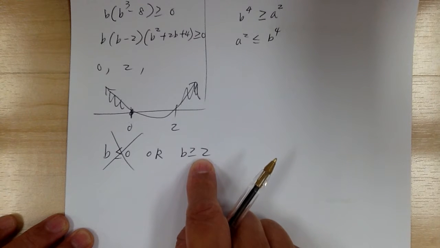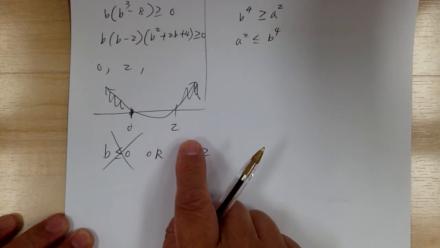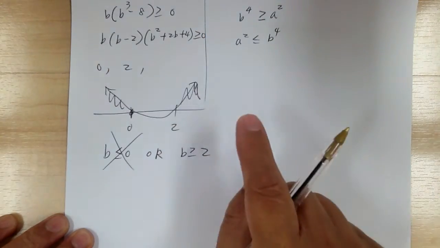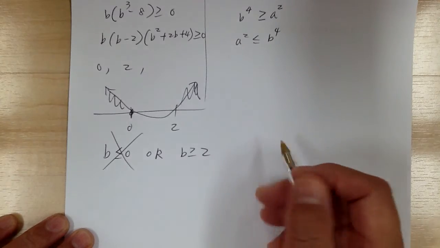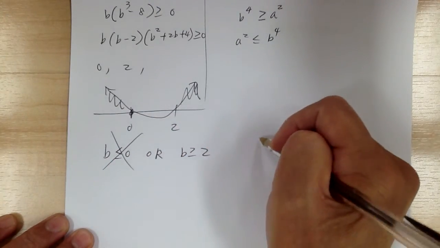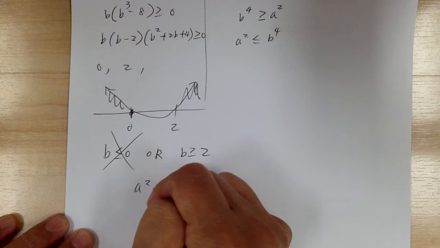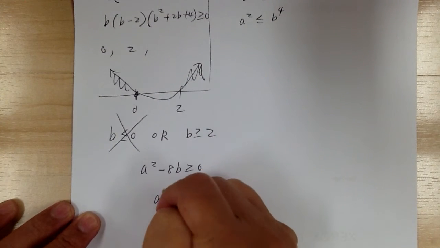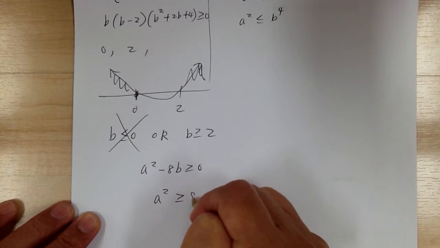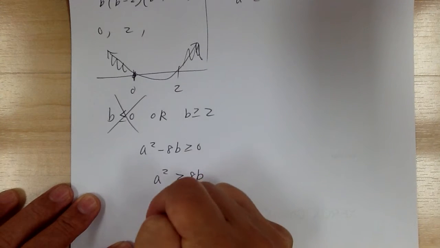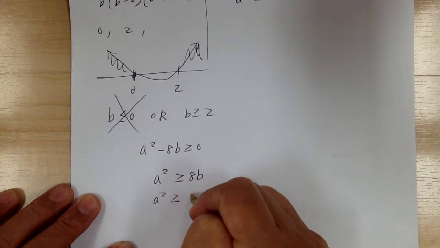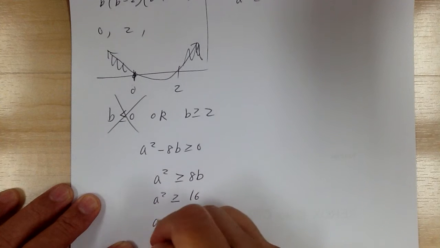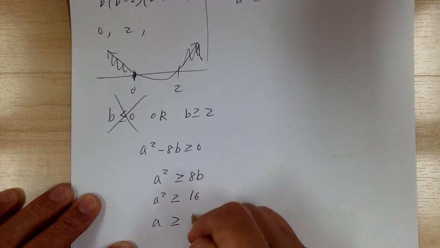Now we can go back. Let's go back to here. So from here we have a squared minus 8b greater than or equal to 0. Move this over. So a squared is greater than or equal to 8b. So a squared greater than or equal to 16, because of 2. So a, you take the square root, has to be greater than or equal to 4.